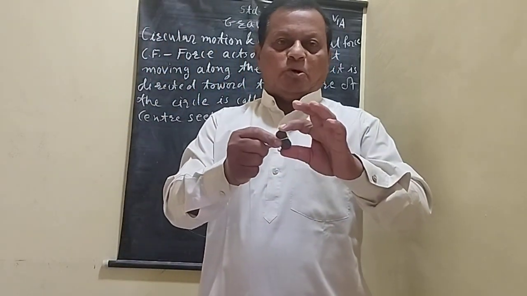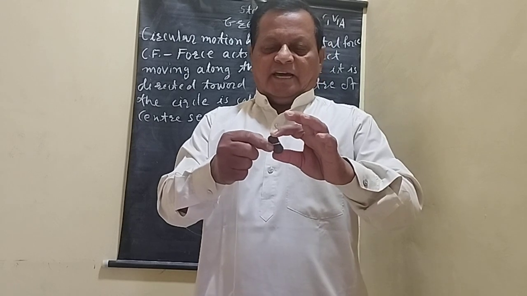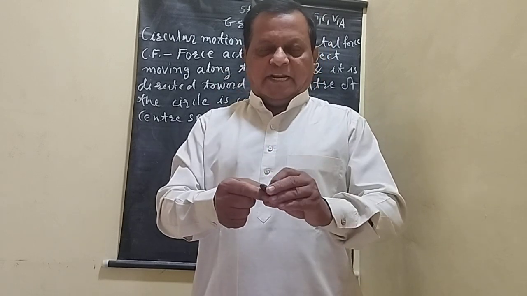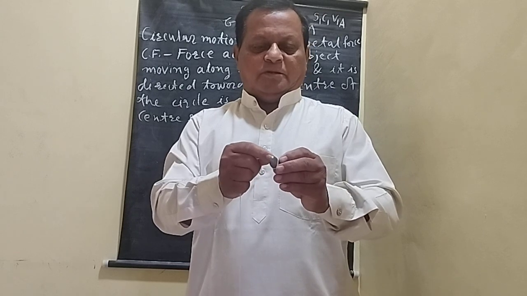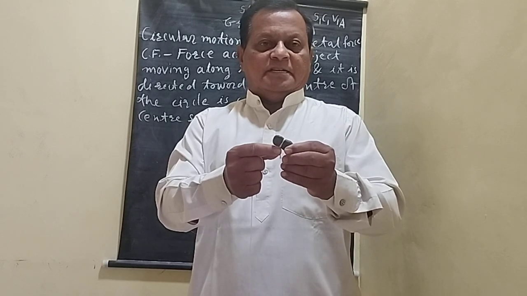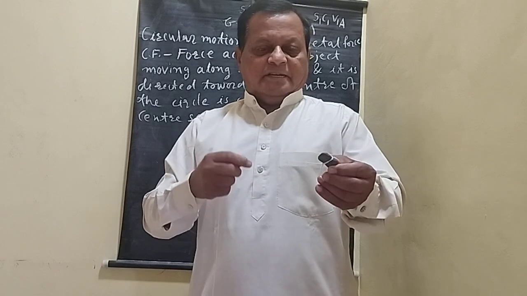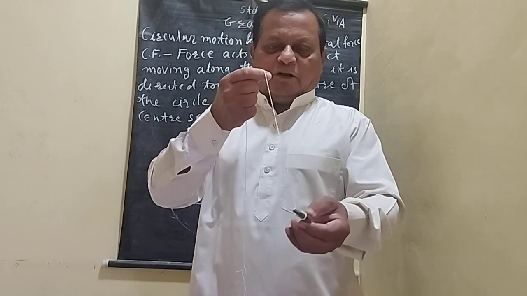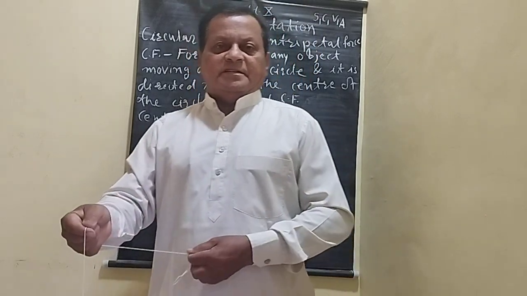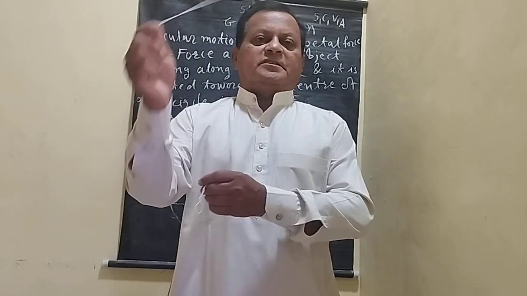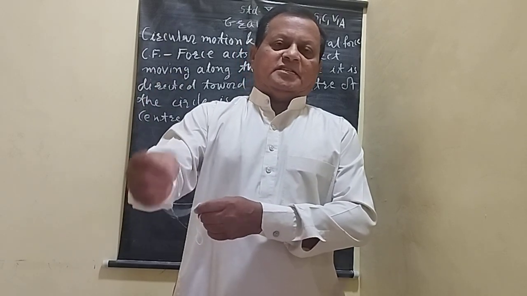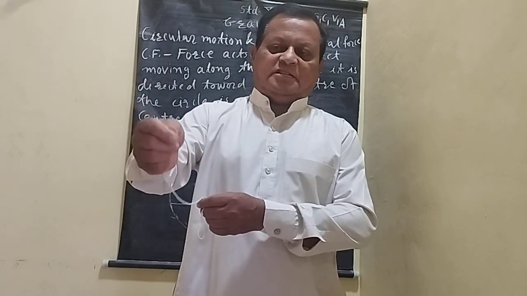Take one stone and one string. Tie one end of the string to the stone like this. I have tied the stone with the string, and keep the other end of the string in your hand and move like this. You will observe that this stone is in circular motion.